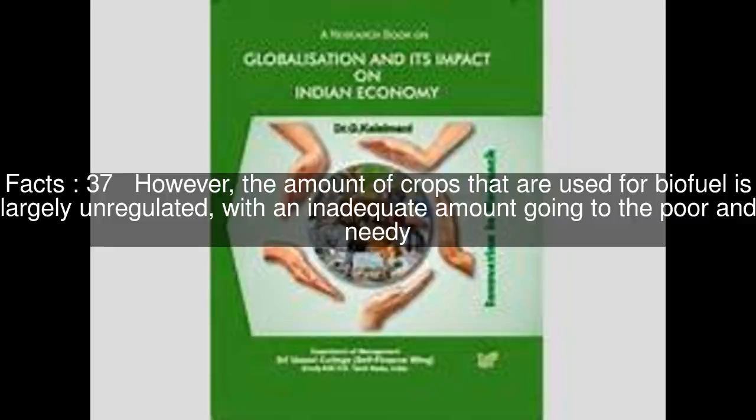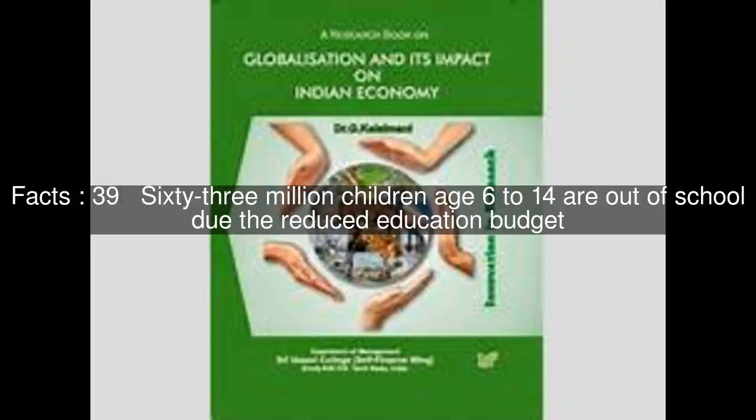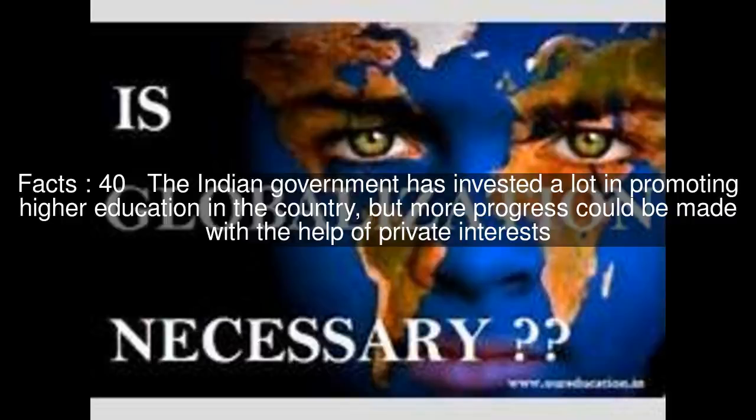However, the amount of crops that are used for biofuel is largely unregulated, with an inadequate amount going to the poor and needy. India has also promoted higher education through the propagation of universities. However, funding to elementary education has declined. Sixty-three million children aged 6 to 14 are out of school due to the reduced education budget. The Indian government has invested a lot in promoting higher education in the country, but more progress could be made with the help of private interests.